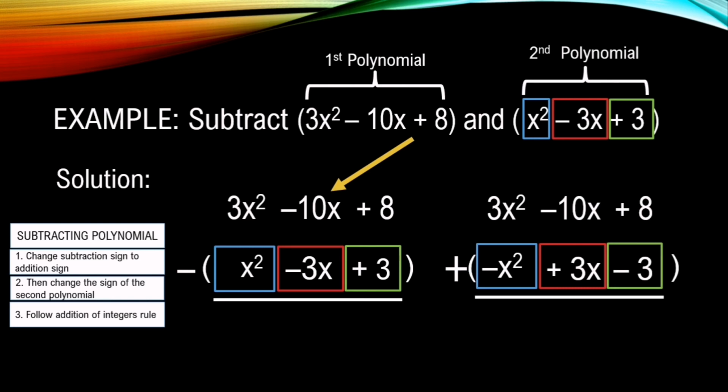Now, let us follow the addition of integers rule. Let's start with the right side. Positive 8 plus negative 3, positive 5. Negative 10x plus positive 3x will give us negative 7x. And then, 3x squared plus negative x squared will give us positive 2x squared. So our answer is 2x squared minus 7x plus 5. So that's how we subtract polynomials.